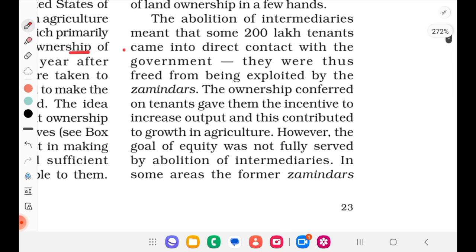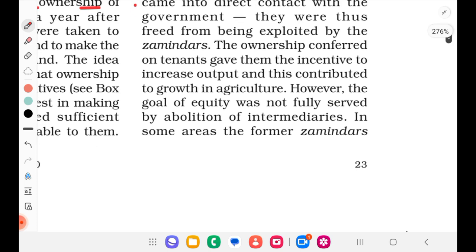The abolition of intermediaries meant that some 200 lakh tenants came into direct contact with the government. They were thus freed from being exploited by the zamindars. The ownership conferred on tenants gave them the incentive to increase output, and this contributed to growth in agriculture. However, the goal of equity was not fully served by abolition of intermediaries.